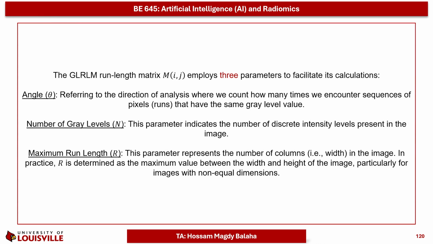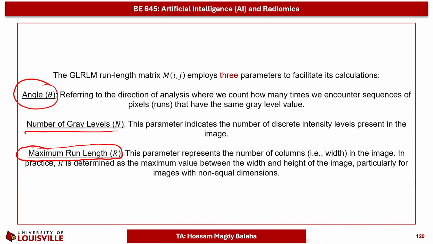As with GLCM, we need 3 parameters here also: the angle, theta, where we define whether you need 0 or 45 or 90, and the number of gray levels, n, which is the discrete intensity levels. So if you have an image with 5 unique values, then n here will be 5. And a new parameter specialized for the gray level run length matrix is called R, which is the maximum run length, and it's a parameter that can also be calculated automatically. It reflects the maximum number I can reach if all of the pixels have the same value.